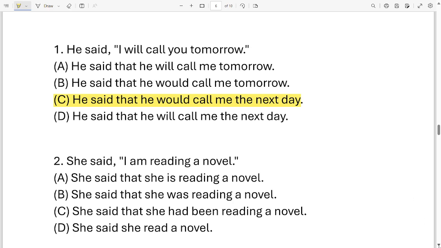He said, I'm reading a novel. Options are, she said that she's reading a novel. Next, she said that she was reading a novel. Next, she said that she had been reading a novel. And the last, she said she read a novel. These are the 4 options. Which one is correct? It is option B. She said that she was reading a novel.